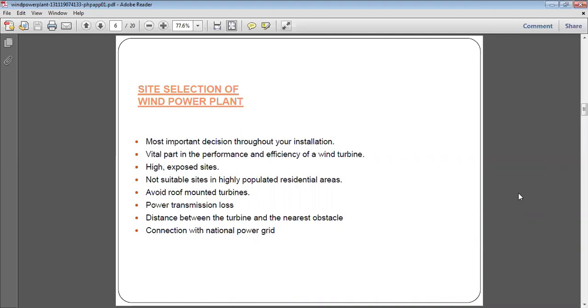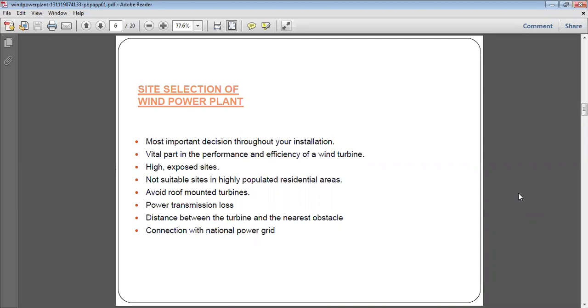We normally prefer sites that are highly exposed to wind. Sites in highly populated residential areas are not suitable, as we have discussed before, because populated areas or high-rise buildings are basically a form of obstruction in the path of wind. Obstructions tend to lower its intensity, and those places are not suitable for installing a wind power plant.